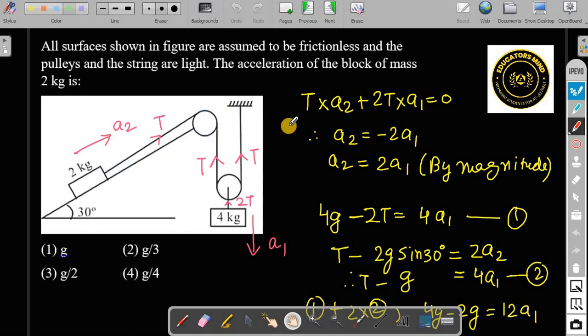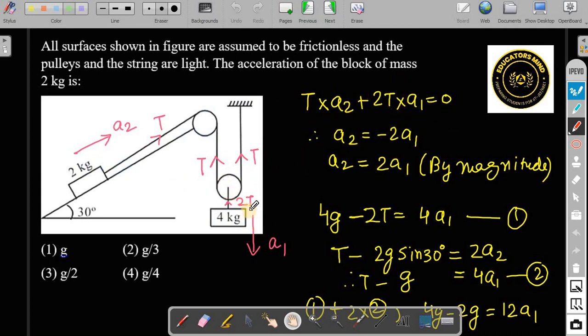You can use constraint motion, but instead of that it will take more time. So use this concept that tension into acceleration, the product of tension into acceleration plus here also tension into acceleration, all those products have to be 0 because work done by this tension is like an internal force. So on the system, internal force does not do any work. Okay. So this tension into this acceleration A2, right? Here tension is 2T and acceleration is A1. Of course here A1, A2 are in terms of vectors.